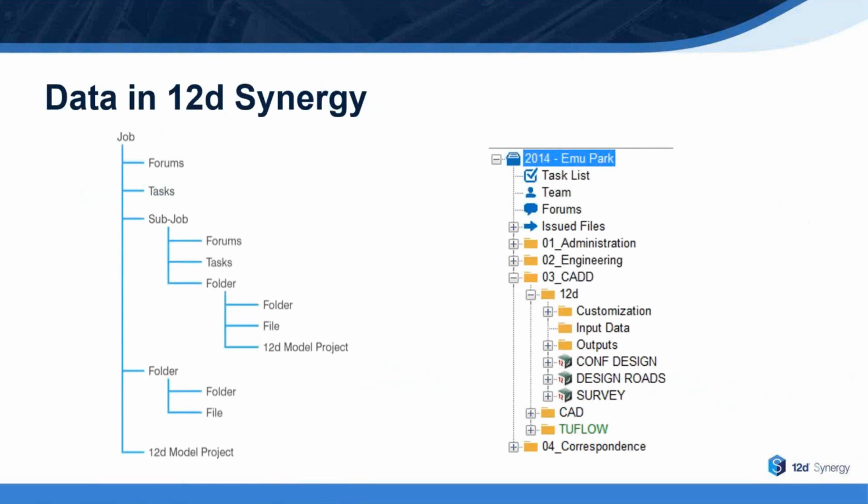This is how data gets stored in Synergy. So we work with a concept called a job, and a job is denoted by the blue icon in the tree there. Now, under each job, obviously you can have your standard folder structure, which your staff will be familiar with, but you also have the option to have some collaborative elements under each job. So you'll see there we have a task list, a job team, job forums, and also a transmittal register.